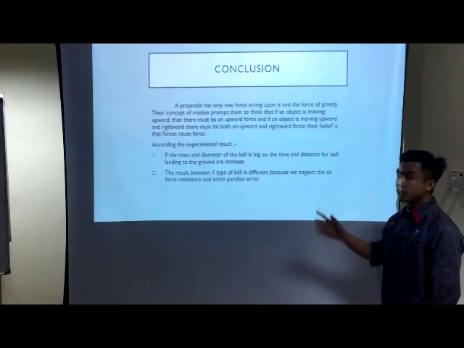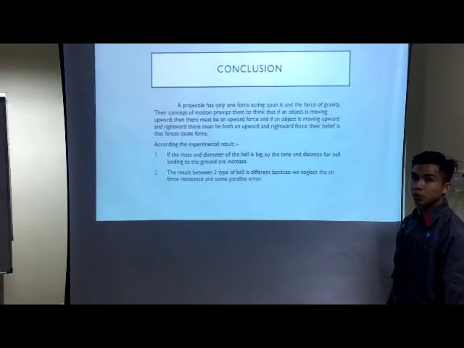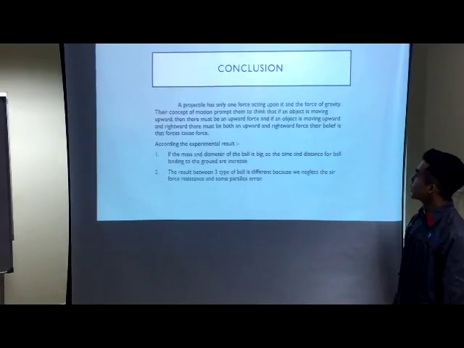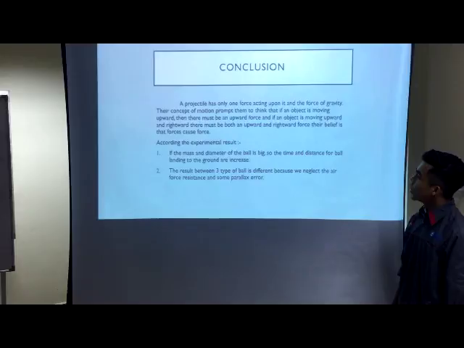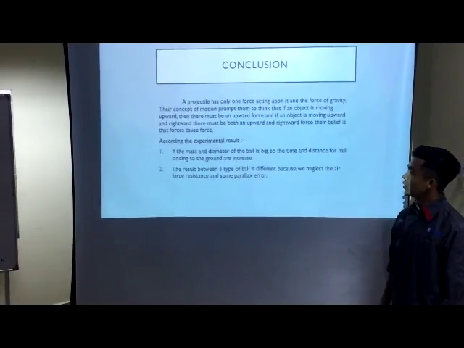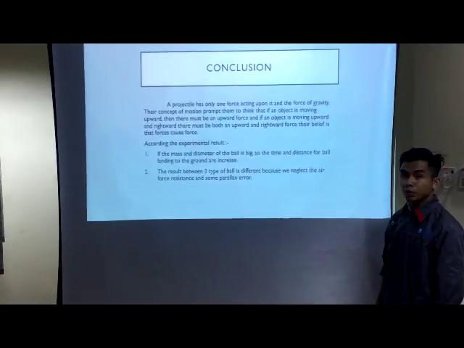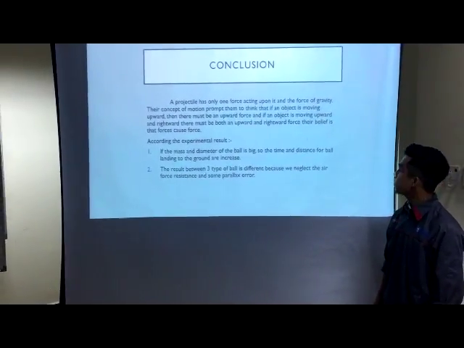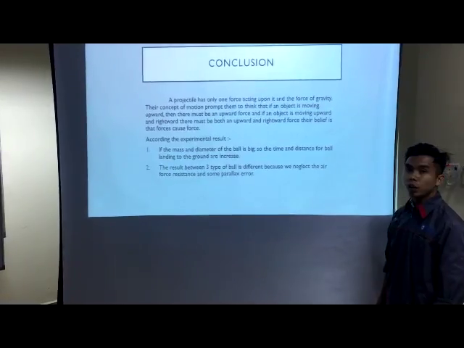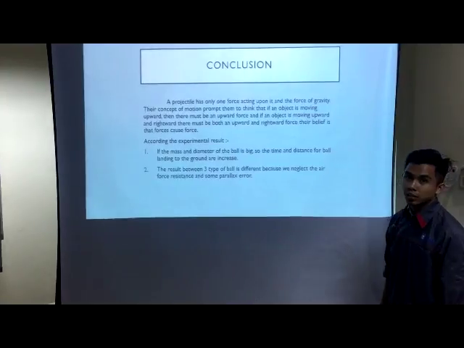According to the experiment result, if the mass and diameter of the ball is big, the time and the distance for the ball landing to the ground increase. The result between the three types of ball is different. It is because we neglect the air resistance force and some parallax error. That's all. Thank you.